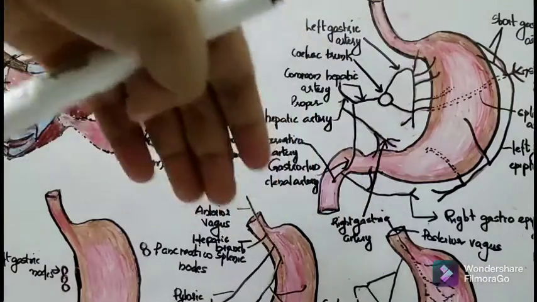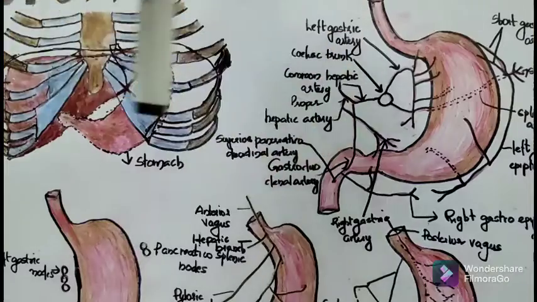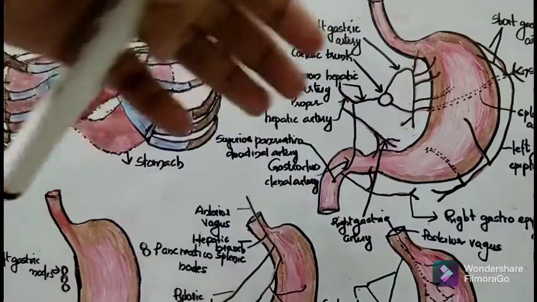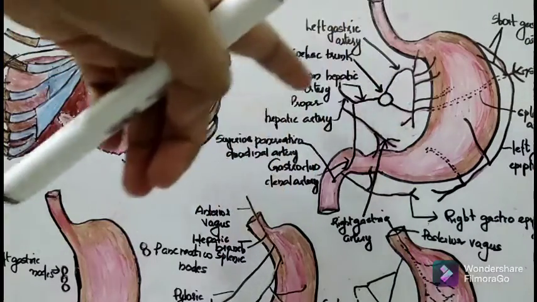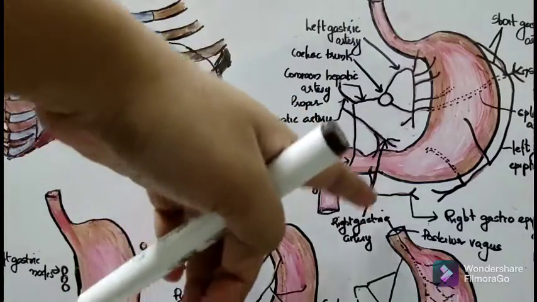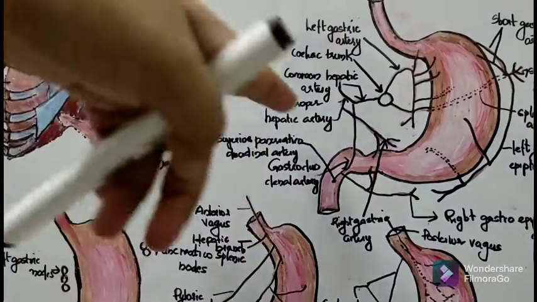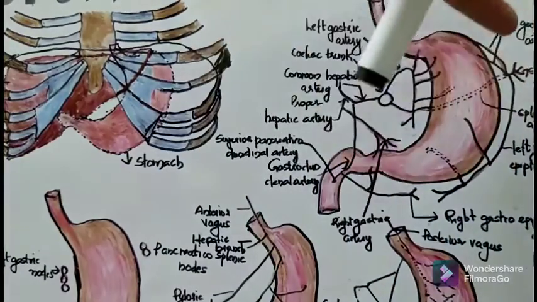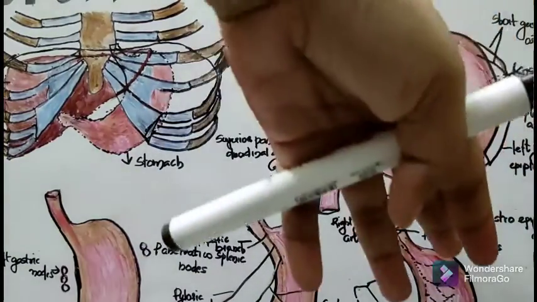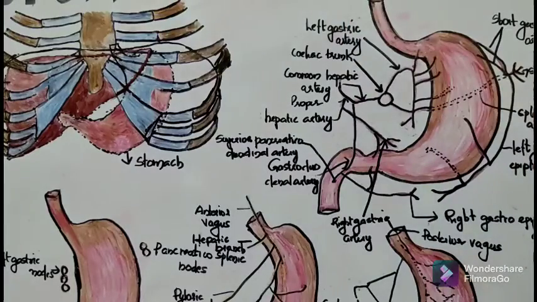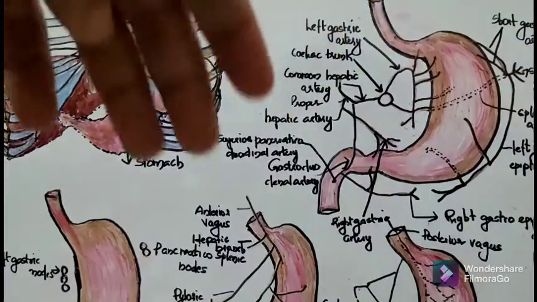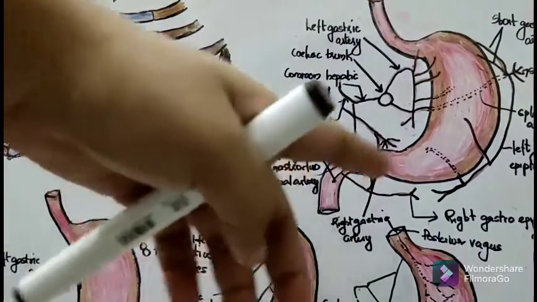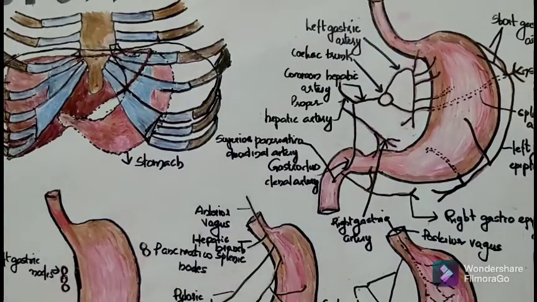So the lesser curvature is supplied by the left and right gastric arteries, which are a branch of the celiac trunk and also a branch of the proper hepatic artery. And the greater curvature is supplied by the left and right gastroepiploic arteries. The left gastroepiploic artery is a branch of the splenic artery, and the right gastroepiploic artery is a branch from the gastroduodenal artery.